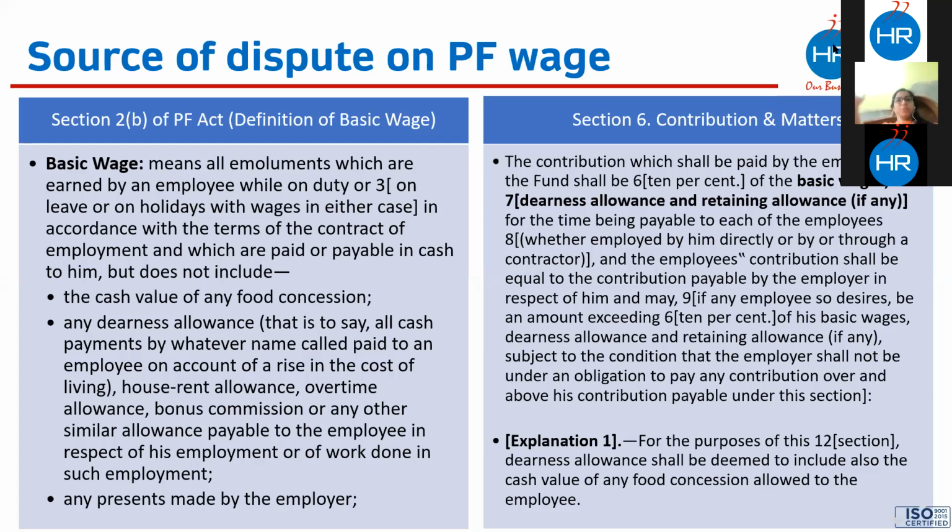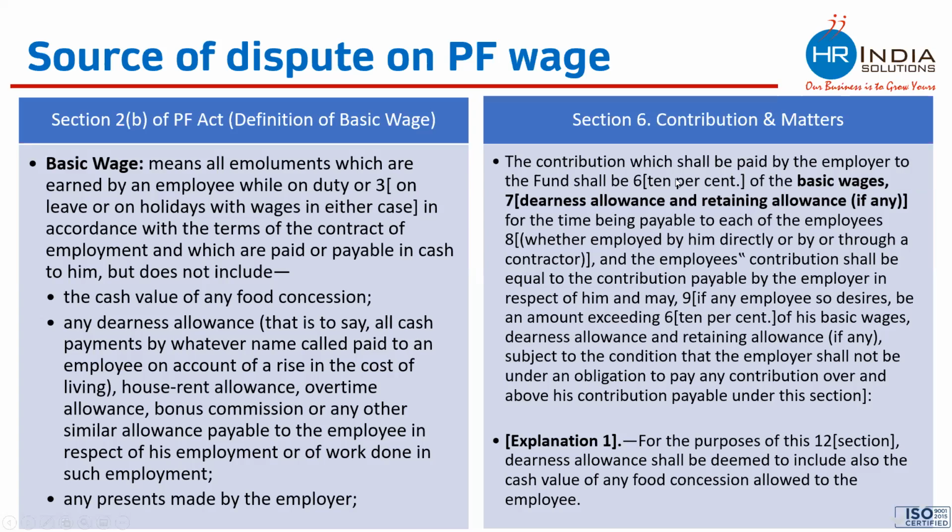There are two sections in the Employees Provident Fund Act 1952. If you go through the Bare Act, you'll find these two sections, Section 2B and Section 6 of the PF Act, where Section 2B defines the basic wage. What is the meaning of basic wage? Section 2B defines basic wage, and Section 6 of the PF Act tells us on which components we need to contribute PF, right? Now, these two sections are the source of confusion.